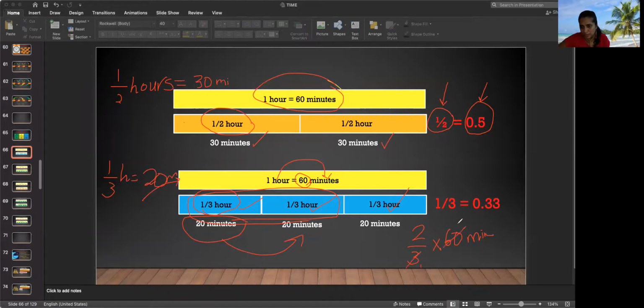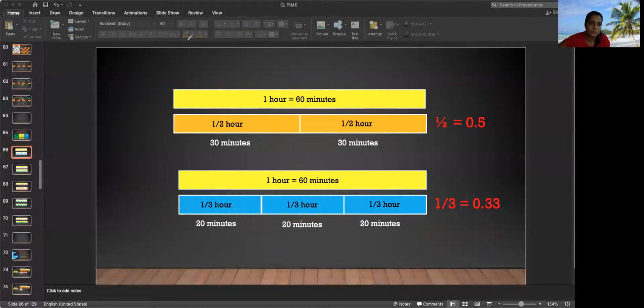This is 1, this is 20. And if you work out the calculation here, you would get 40 minutes. Look here, 20 plus 20. You can do it the diagram way or you can do it via the calculation way. That's up to you. Complete 3/3 of an hour means 60 minutes. All right, so let's move on to the second slide and we will see more examples.